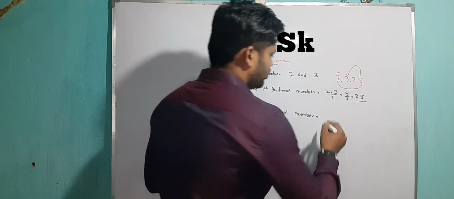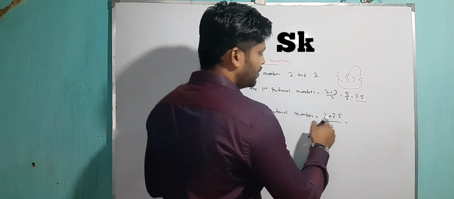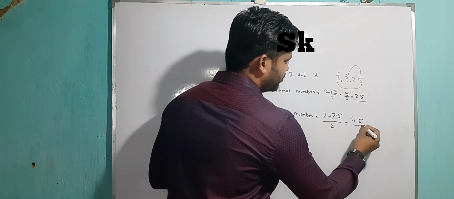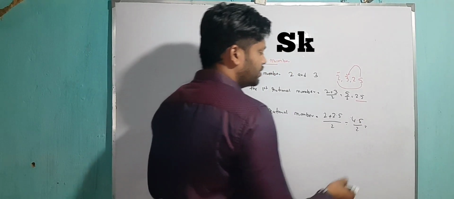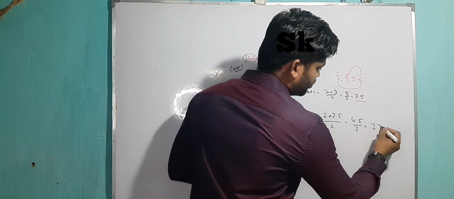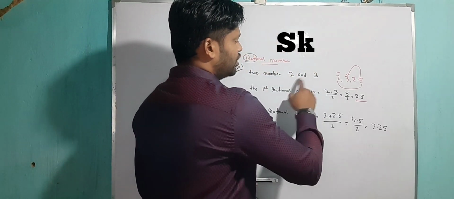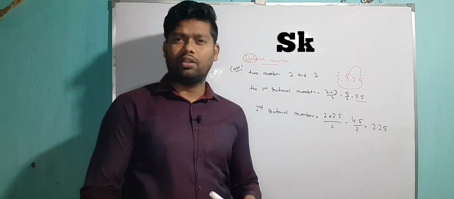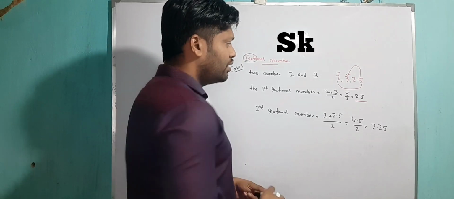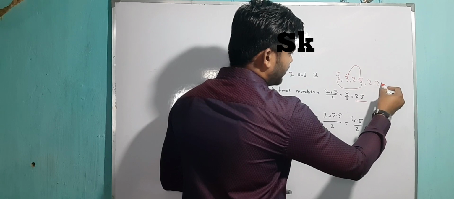So what will you use? Anything. 2 plus 2.5, divided by 2. How much will it be? 4.5 by 2. To divide the number, how much will it be? 2.25 is your answer. See, it is between 2 and 3. So like this, if they ask for a third number, one more number comes as your answer, 2.25.